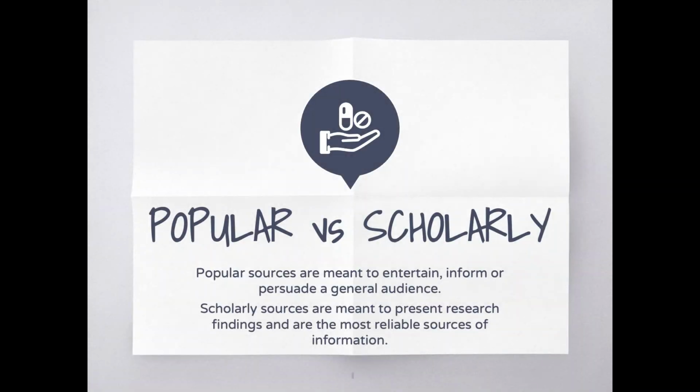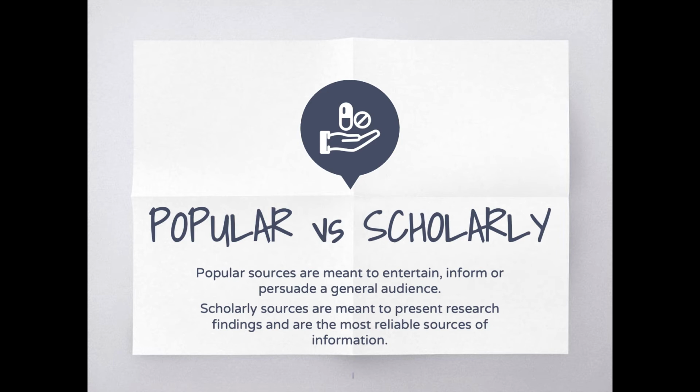First, let's take a look at the difference between popular versus scholarly resources. Popular sources provide information on various topics, current events, or popular culture. These sources are authored by journalists or professional writers and aim to inform or entertain a general audience. This type of publication might be edited for spelling, grammar, organization, etc., but they are not peer-reviewed. An example of a popular source would be something like Time magazine.